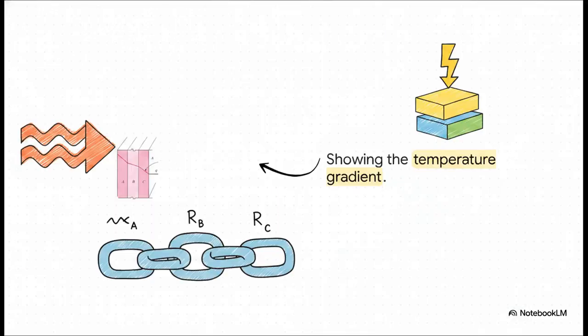Now, zooming in on that wall's cross-section, you can clearly track the temperature gradient. You've got this line stepping down as it passes through layers A, B, and C. And because the heat flow has to be exactly the same through all sections of the wall, the total thermal resistance is simply the sum of the individual resistances of each layer. Honestly, this analogy makes complex, multi-layered thermodynamics surprisingly intuitive.